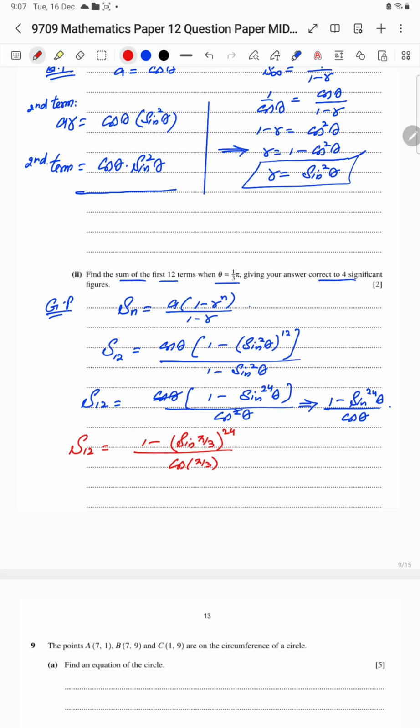Either you can substitute this value of theta at this step or in the very first step, and do this calculation on the calculator, but keep in mind the calculator mode must be in radian because you are applying pi in terms of theta. So we will get the answer up to 4 significant figures: 1.937. That will be the answer.